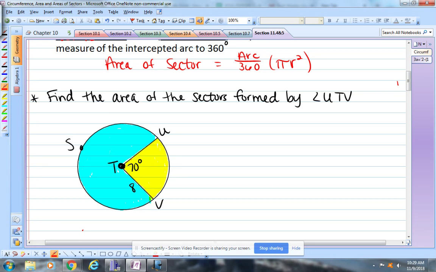Now, if this angle is at the center and it's 70 degrees, its intercepted arc is also 70 degrees, correct? If we're at the center, it's the same. If we're on the edge, we double it. Right? If it's the center, it's the same. If it's on the edge, we double it. So that arc measure is 70 degrees. So to find the area, it says both of these sectors, right? So we need a blue area and a yellow area. So we're doing the yellow first, the small one.